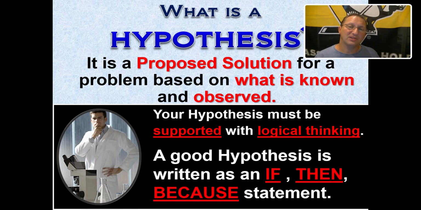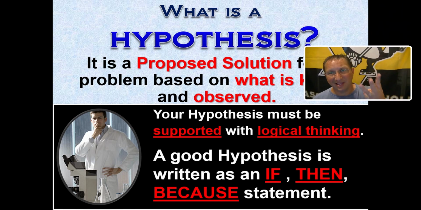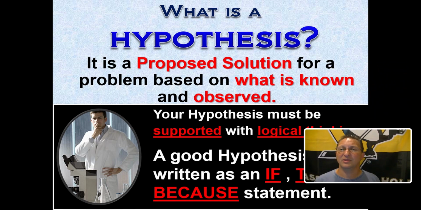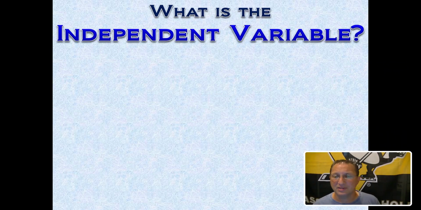So an easy way to start writing hypotheses, they don't always have to be this way, but a good way, and the way that we're going to do it this year, is we're going to write our hypothesis as an if, then, because statement. And I'll show you an example of that down the road. But every hypothesis we have has to have an if we do this, then this is going to happen, because based on our research, this is what the research tells us should happen. So if, then, because, the three parts of the hypothesis.